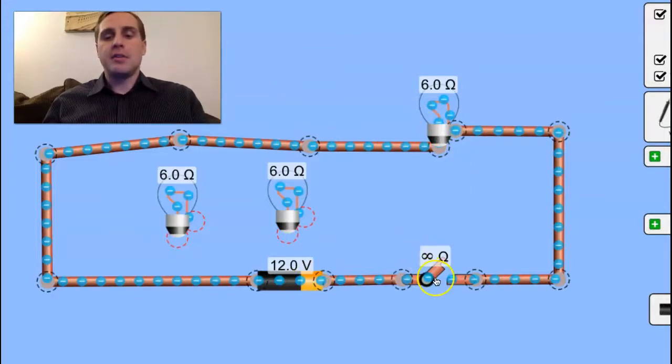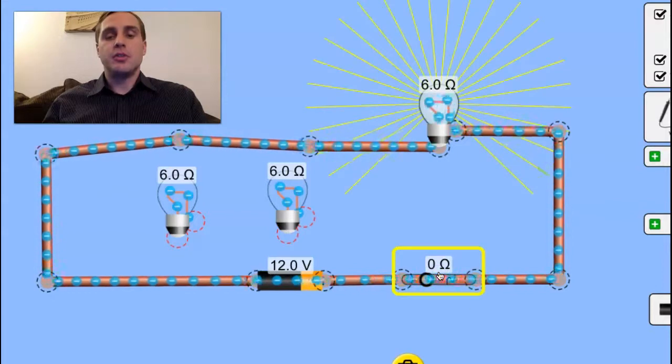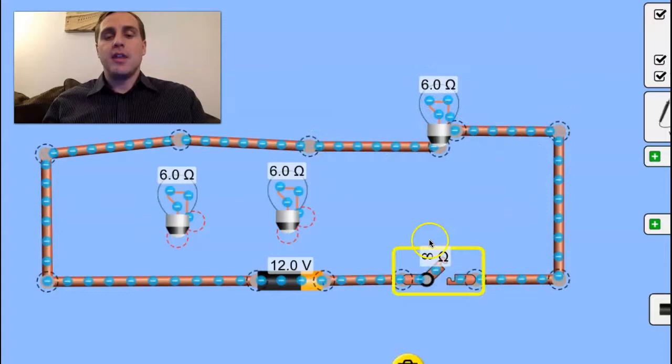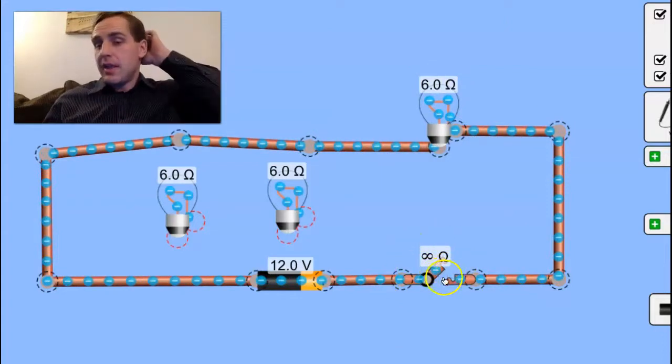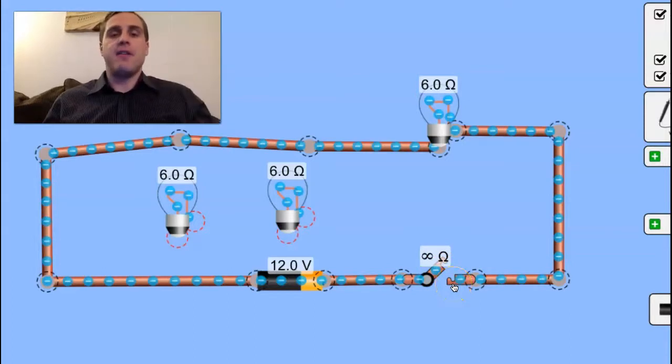Well, let's see what happens if we close the switch. This switch right now is in the open position, but let's go ahead and close the switch. So when the switch is closed, we now have a continuous electric circuit. Now notice a few things. First of all, when the switch was open, the resistance was infinite, or nearly infinite. That's because air is a very, very weak conductor.